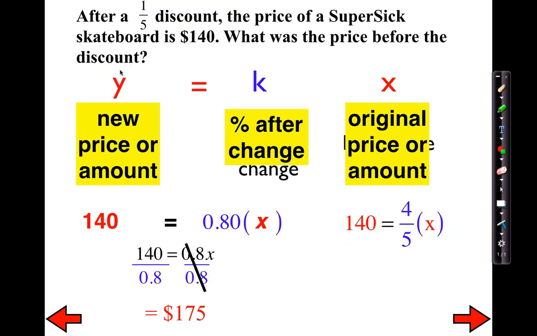Now, another way you could have done it is just using the fraction. If you are saving 1/5, that means you are paying for 4/5 of it. So you could have solved it this way. You would divide both sides by 4/5, and you still would end up with $175. So either way would work.